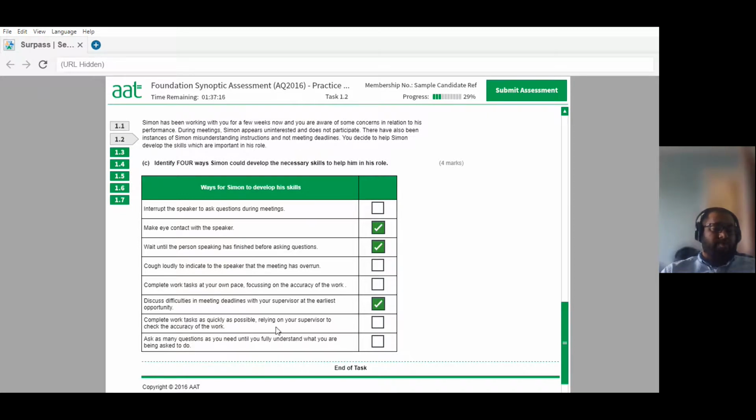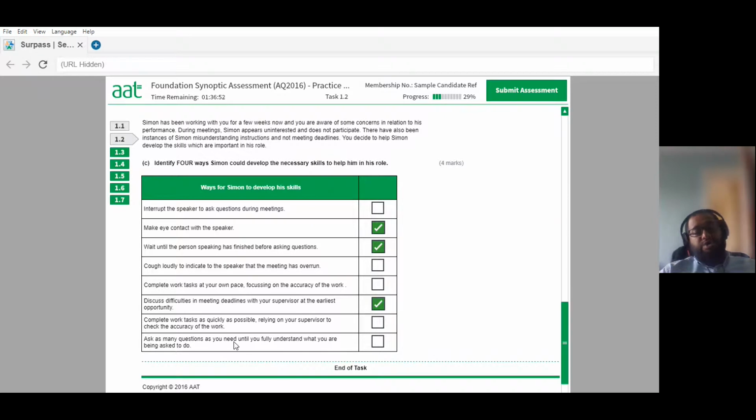Complete work tasks as quickly as possible, relying on your supervisors to check the accuracy of the work. Again, this is completely counterproductive because if you do it too quickly, of course, you may end up making errors, and supervisors will spend all their time trying to correct errors, which is double manning, losing resources, and obviously won't make a good impression on your peers. So that is definitely not an answer.